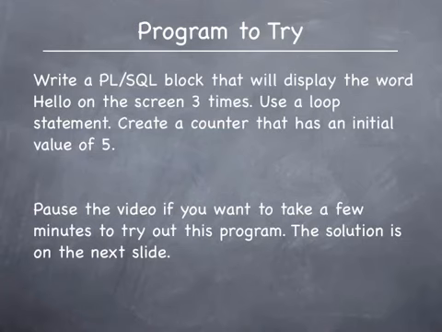There's a slight difference between this program and the one that I explained on the previous slide. You are expected to set the variable that will behave as the counter to an initial value of 5. That is, 5 is the first value that the counter will take. Think of what you must do to ensure that with an initial value of 5, the program will still have to display the word hello 3 times.